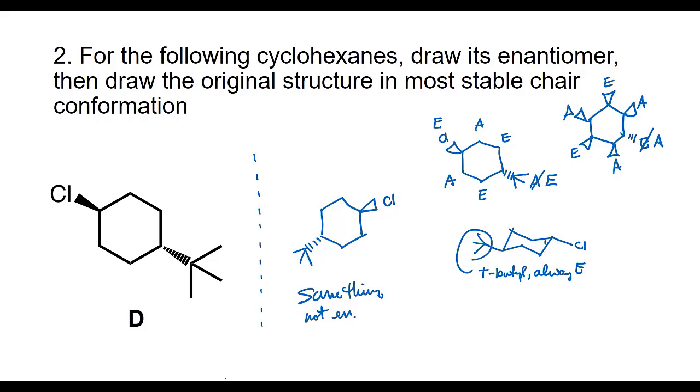So I have 2 alternatives, right? I could either do this or I could do this. A, E, A, E, A, E, right? It's only 1 or 2 options, okay. And so there's certain things that I need to make sure are in the equatorial position. The biggest thing is always equatorial.